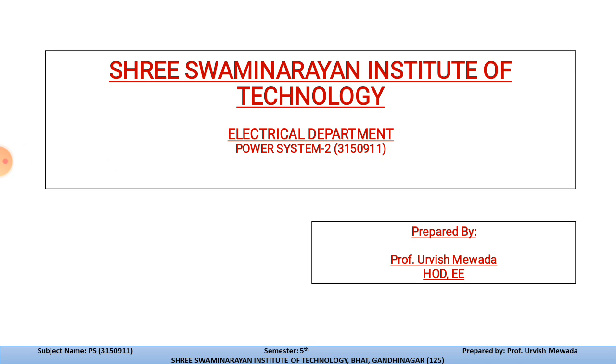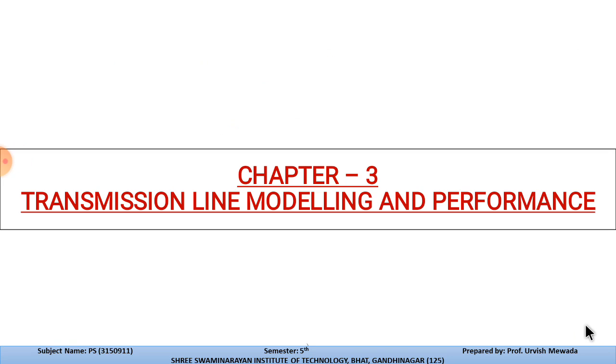I am the subject matter expert of Power System 2, which is in the 5th semester, Electrical Department, and a GTU subject. The code for this subject is 3150911. Students, this is the 4th lecture for unit number 3 for Power System 2 and chapter number 3. The chapter we are conducting is transmission line modeling and performance.